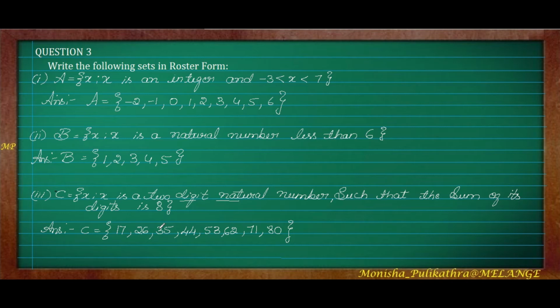Okay, the 2-digit numbers, when we add the digits in that number, we have to get a sum of 8. That is 17, 26, 35, 44, 53, 62, 71 and 80. So these are the numbers which come under this list. I hope you understood this.